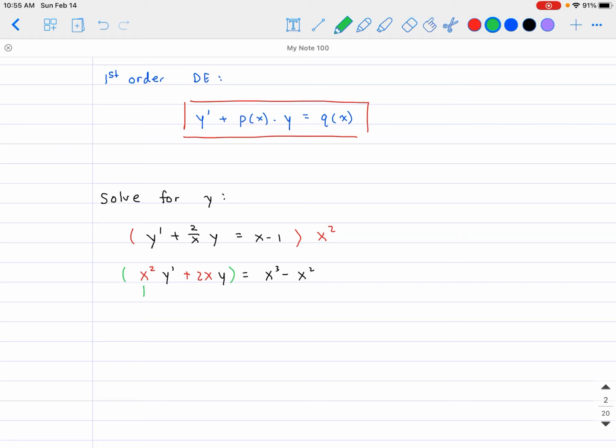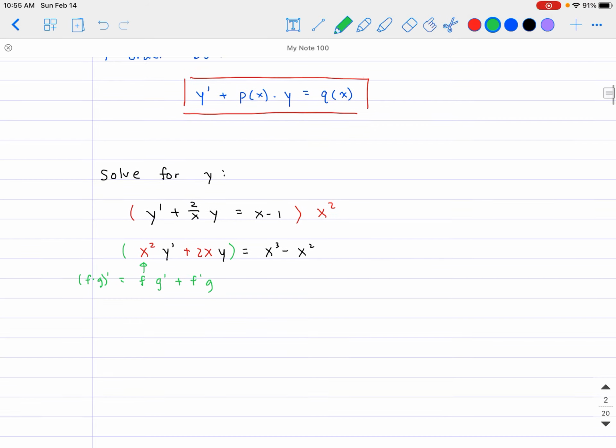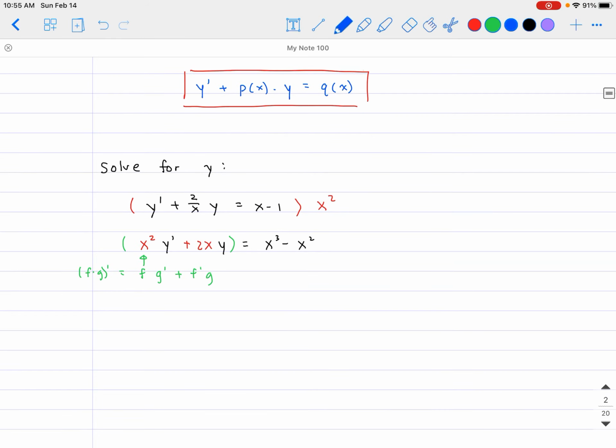You'll notice that here we have, say, f, and then g prime, plus f prime multiplied by g. And so the product rule, if I were to write it out, is the derivative of f times g. If I recognize it that way, then I can actually solve for what we have.